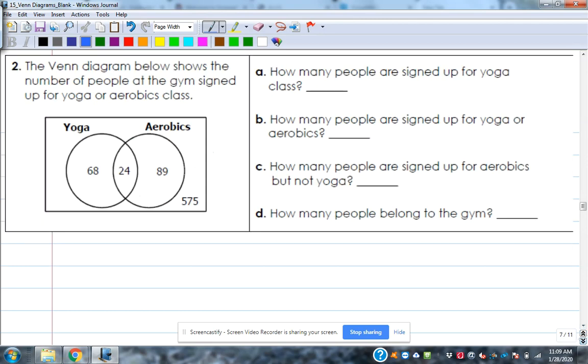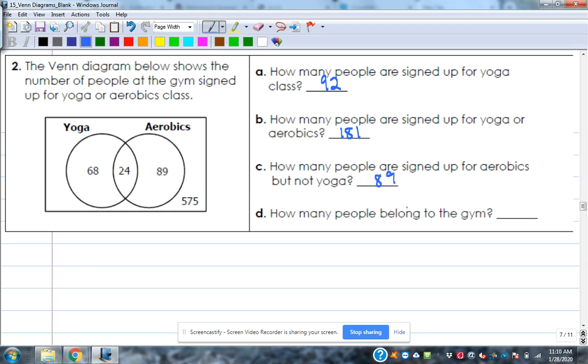Number 2. A part. How many people are signed up for yoga class? I heard 2 answers. 92, because yoga is 68, and then there's people that did yoga and aerobics. 92. How many people are signed up for yoga or aerobics? 181. Add it all up. How many people are signed up for aerobics but not yoga? 89. That's the easy stuff.